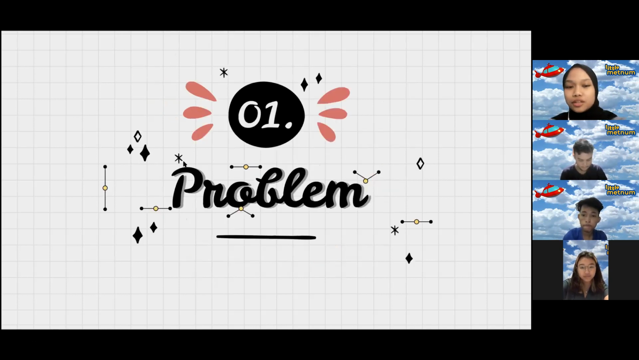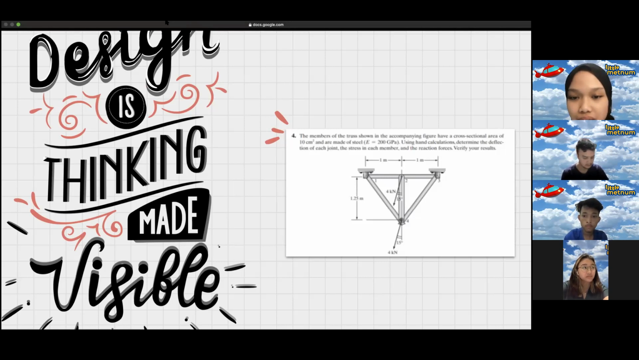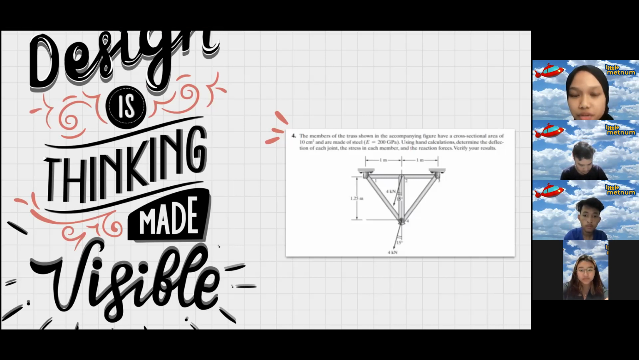First, we'd like to talk about the problem that we're going to solve in this video. The members of the truss shown in the accompanying figure have a cross-sectional area of 10 centimeter square and are made of steel, E equals 200 gigapascal. Using hand calculation, determine the deflection of each joint, the stress in each member, and the reaction forces. Verify your result. And that is the figure of the problem.